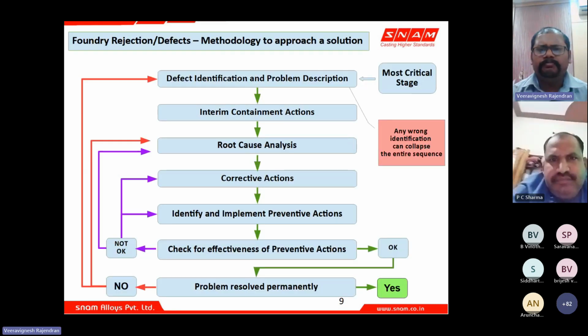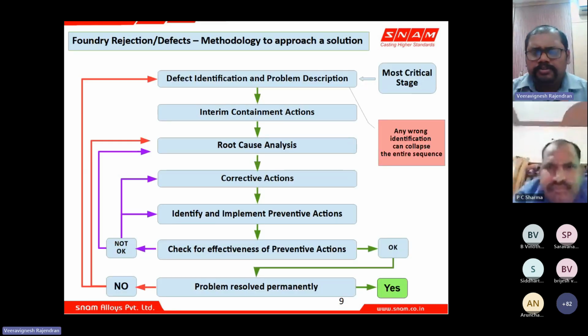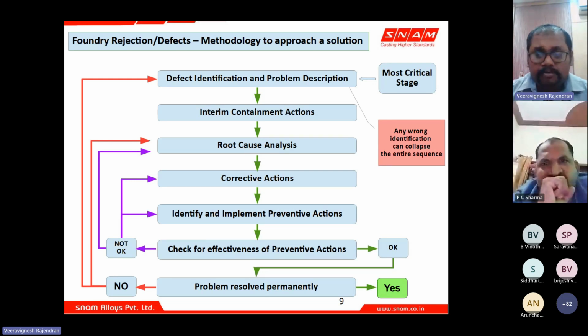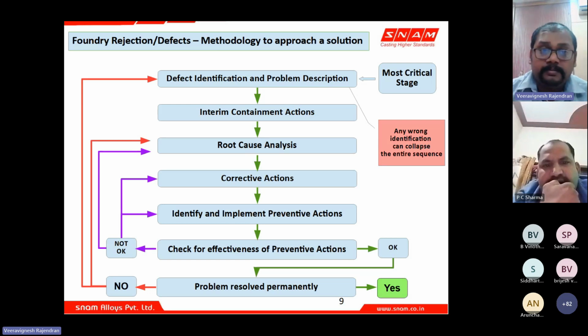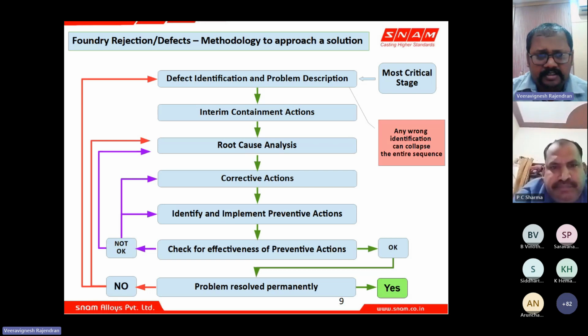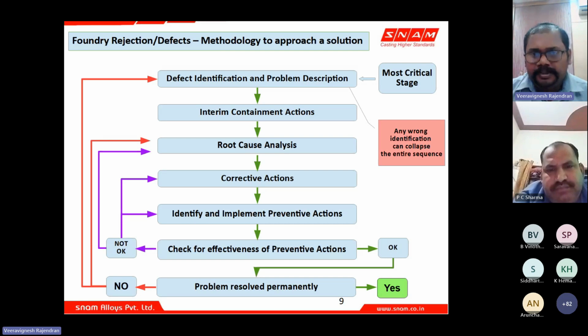So let us come to a typical methodology to approach a solution for foundry defects. Problem identification is the first step. Who identifies the problem, and how the problem is identified, plays a major role. The first thing is you identify the defect or the rejection, then you write the problem description. Any wrong identification or problem description leads to different scenarios.